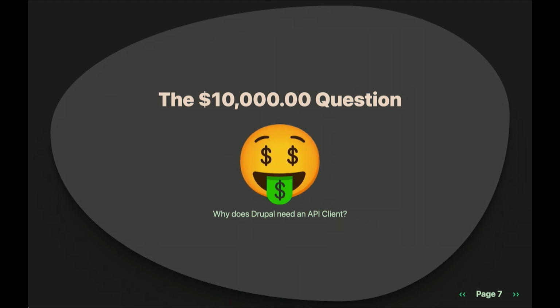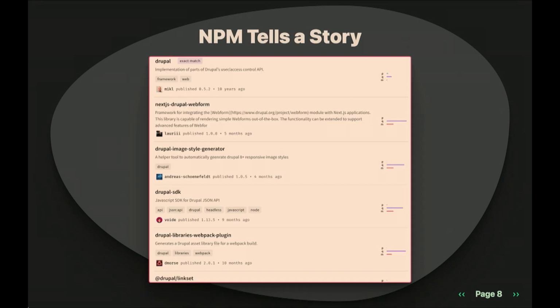Why does Drupal need this kind of project? I certainly have some opinions on that. One of them, I think, can be told by doing some searches on NPM, as all great front-end developers do. These screenshots are a little bit out of date, but I think the concept still comes across. If you search for Drupal, you get a confusing set of results, especially if you're a front-end developer that's new to Drupal.